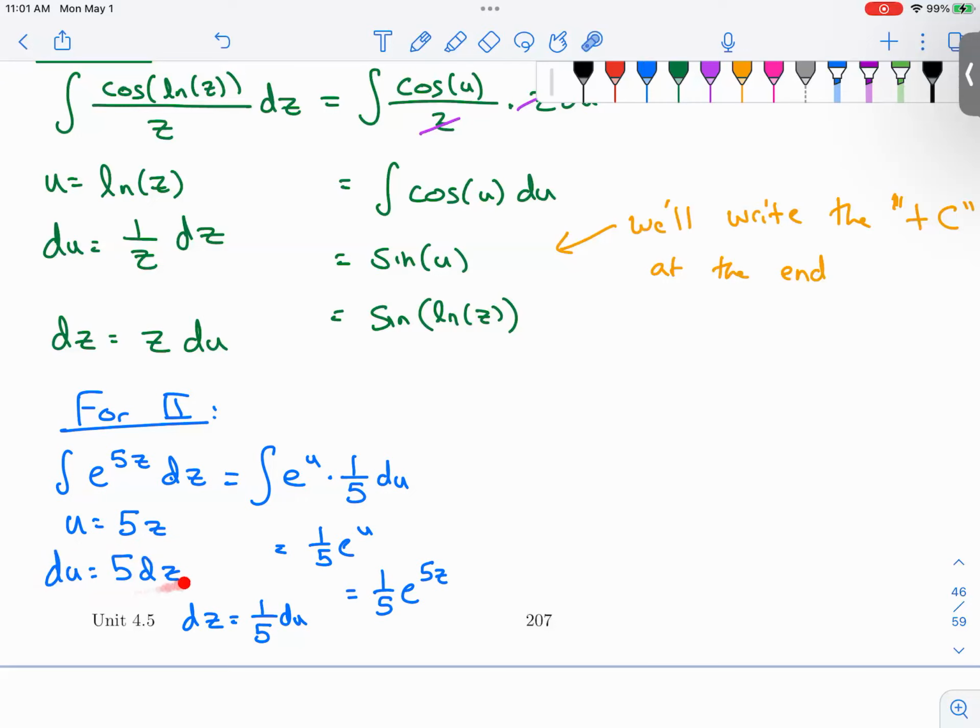Right here, the du, yeah, I didn't see that. du equals 5 dz. Yeah, I was confused on the d. Oh, for sure. Sorry about that.